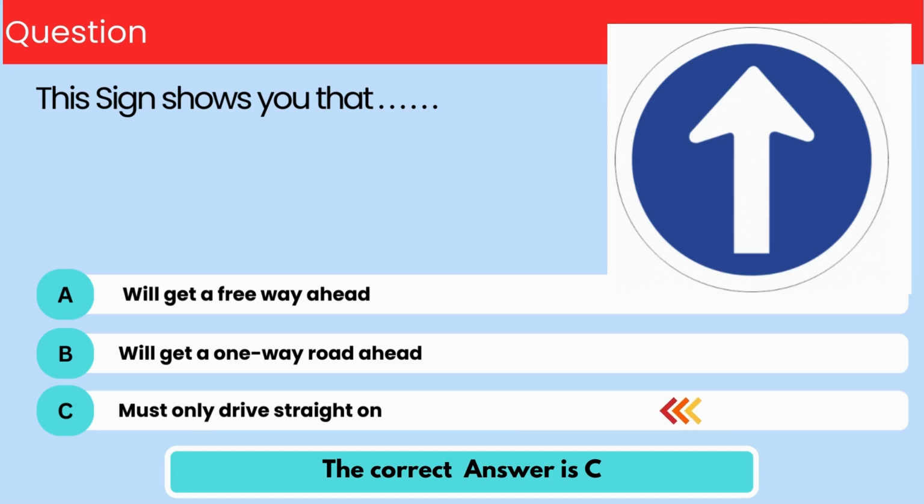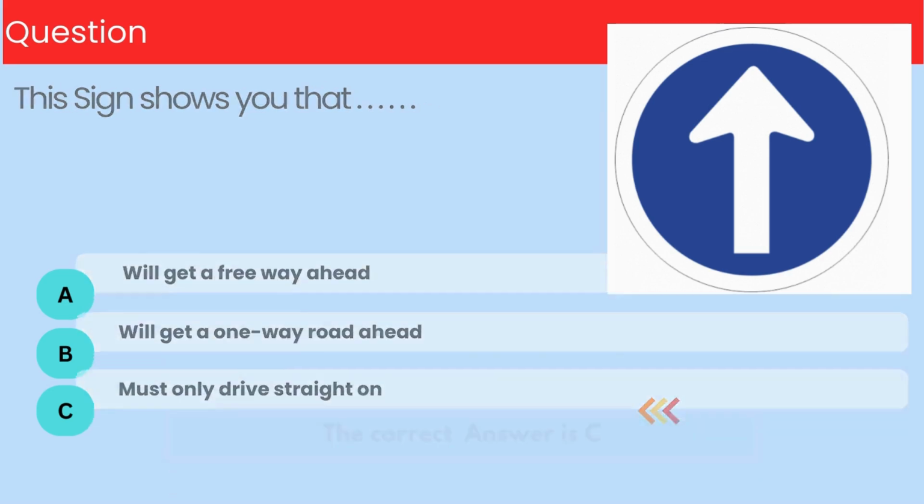This sign shows you that you must only drive straight on, meaning you are required to continue in the direction indicated by the arrow, do not attempt to turn, or go in any other direction.